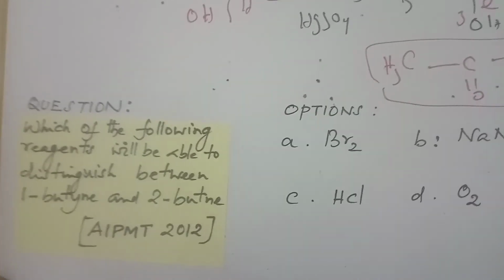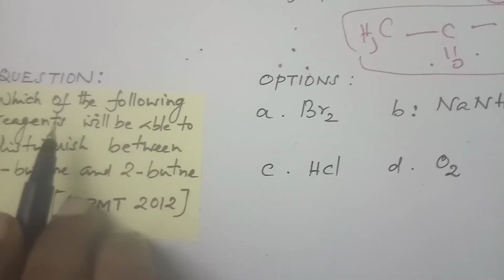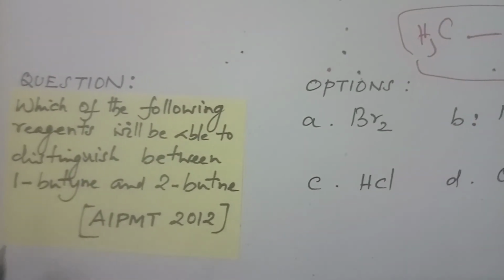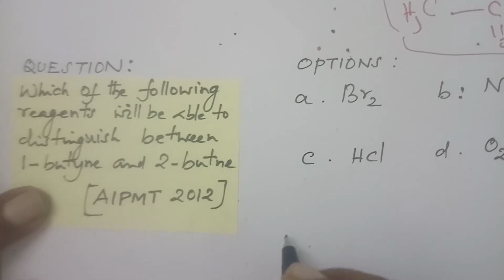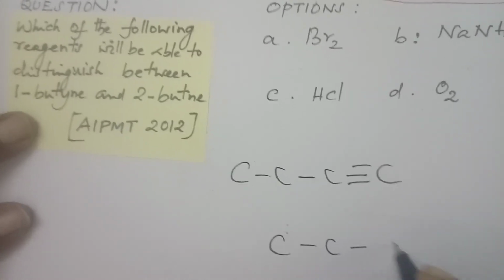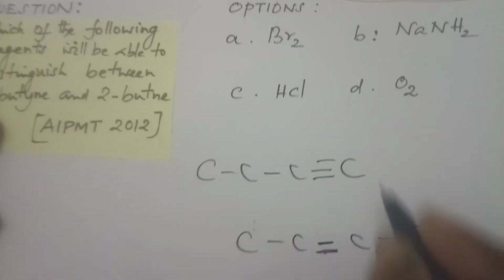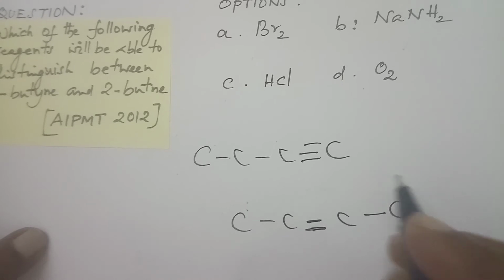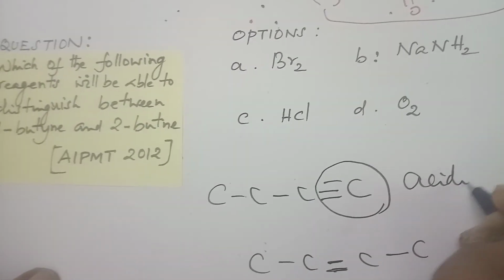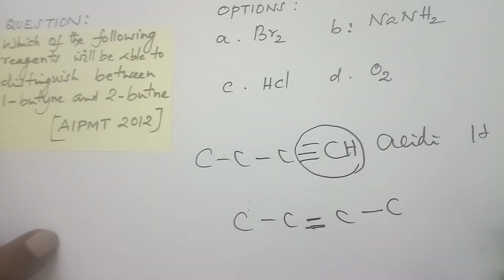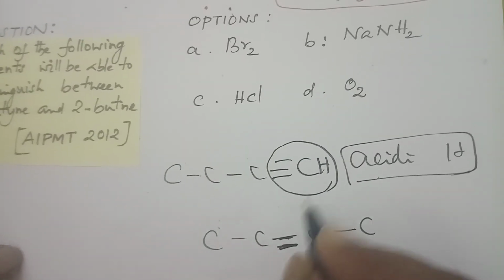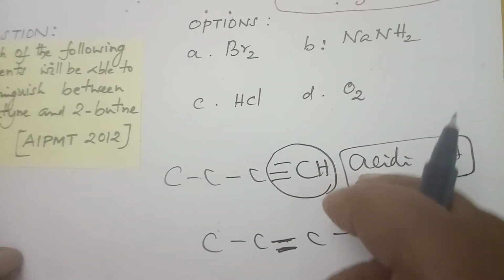Let us come to the last question, which is very, very simple. Which of the following reagents will be able to distinguish between 1-butyne and 2-butyne? Give the structure of 1-butyne, that's all. And this is your 2-butyne. How can we differentiate? That is the question. You need not even go and see the options. Now this we know as acidic hydrogen, that is, the hydrogen will be there. Is it acidic hydrogen? Now you go and find out. Both have unsaturation, so anything related to unsaturation is not going to differentiate these.